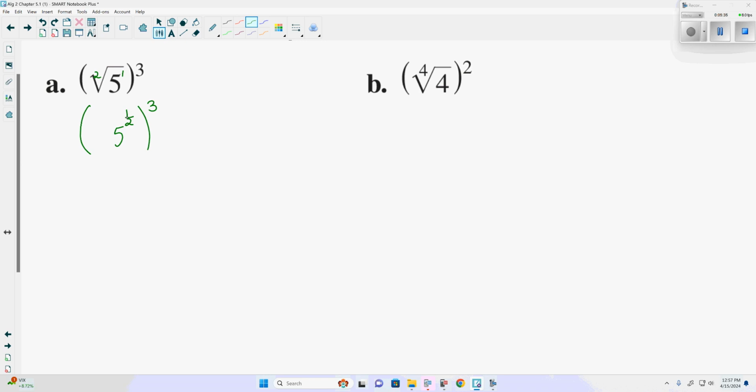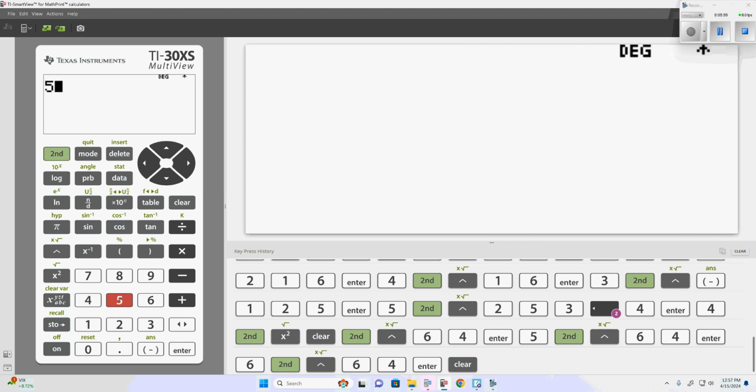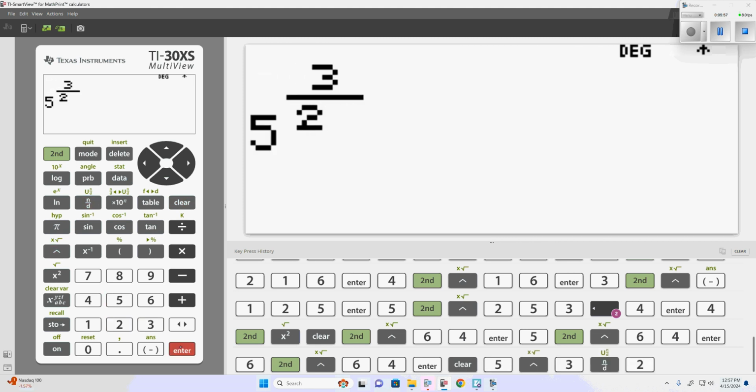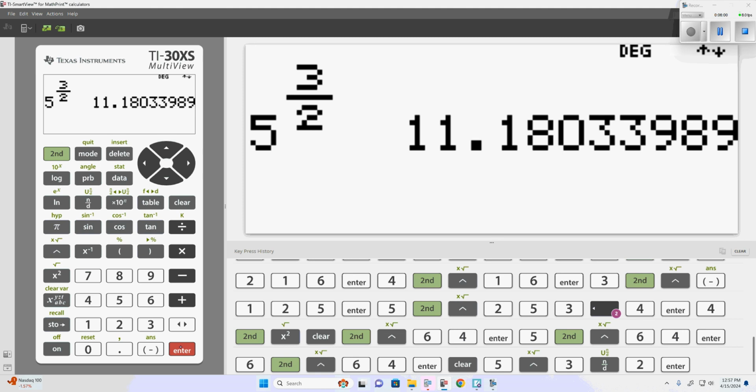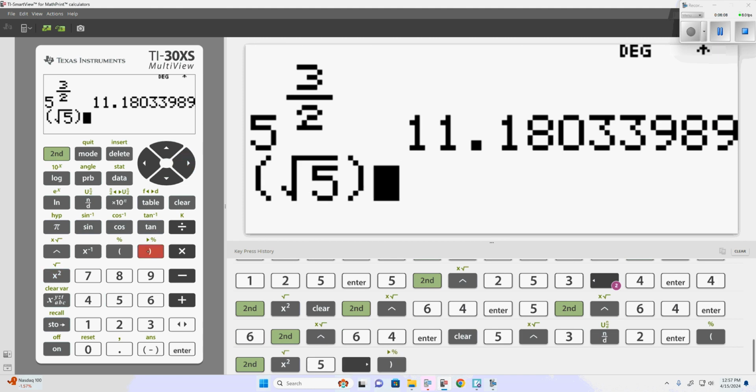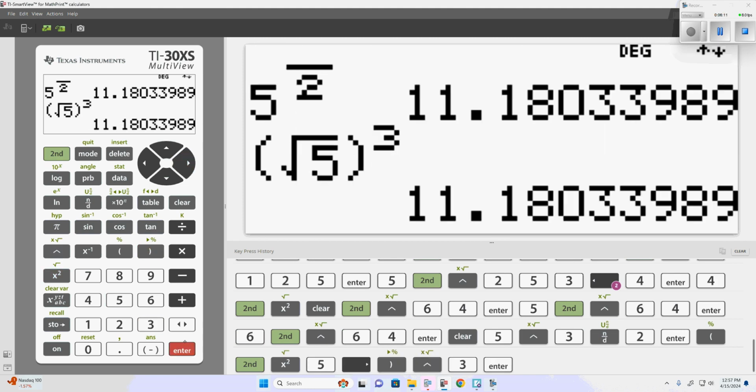Powers of powers multiply, so our 1/2 and 3 multiply together to give us 5 to the 3/2. So we're saying that we're multiplying 5 by itself 3.5 times. Now, if we wanted to see what this value is, we can do this in the calculator. 5 to the 3/2 is 11.180333989. Now, what we started with was square root of 5 to the third, which is the exact same thing.